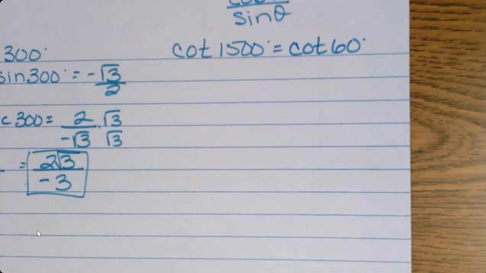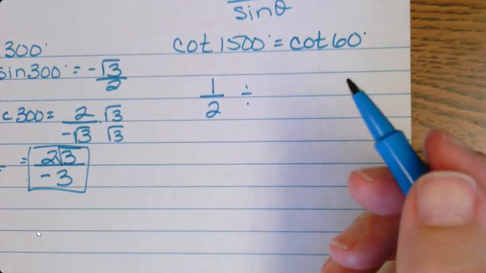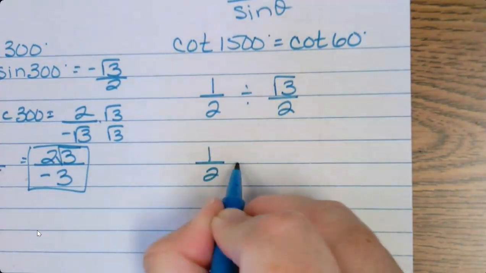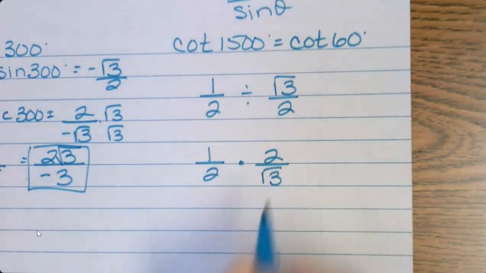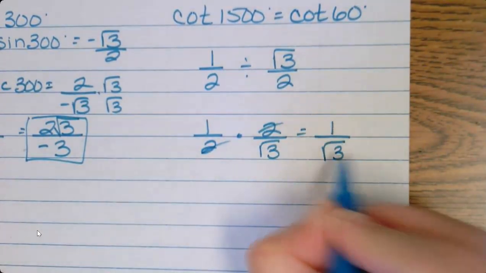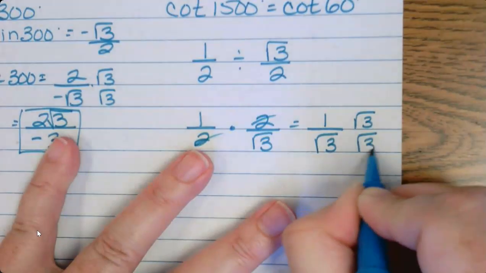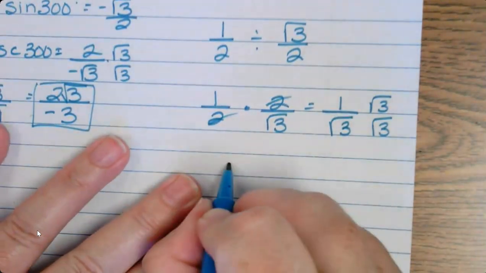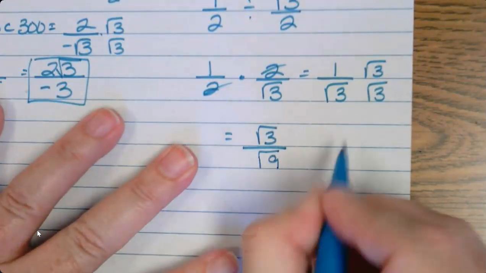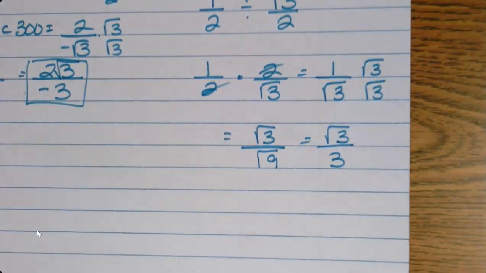Okay. So cosine of 60 is 1/2 divided by sine, which is square root 3 over 2. Keep, change, and flip. The 2's cancel. We're left with 1 over the square root of 3. But we know we can't have that at the bottom, so we're going to multiply the top and the bottom by that square root of 3. So we get square root of 3 over the square root of 9. We can clean it up, so it's square root of 3 over 3. And that is your answer.